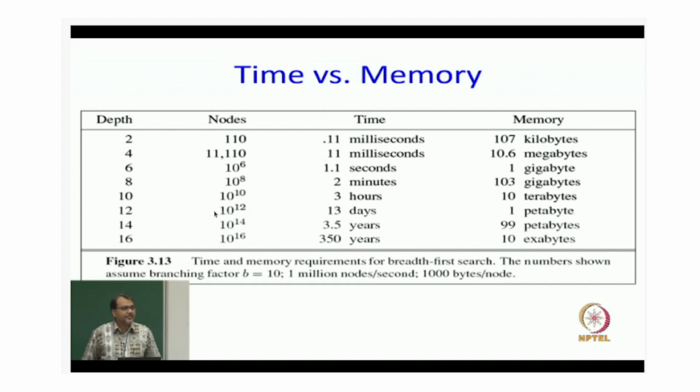If the branching factor is 10 and depth is 16, it will take 350 years to do BFS. 350 years, can you imagine? And it will take memory up to 10 exabytes, which is huge, right? So this is one trade-off given to you: what you want to optimize, the time or the memory. Another case takes 2 minutes and 103 gigabytes.